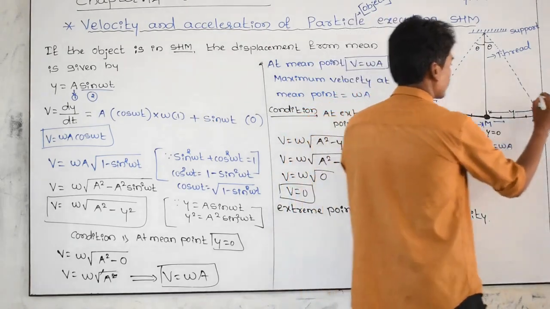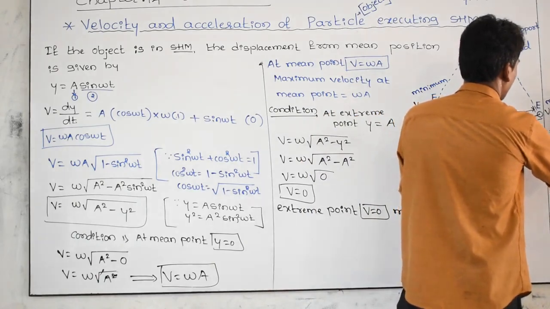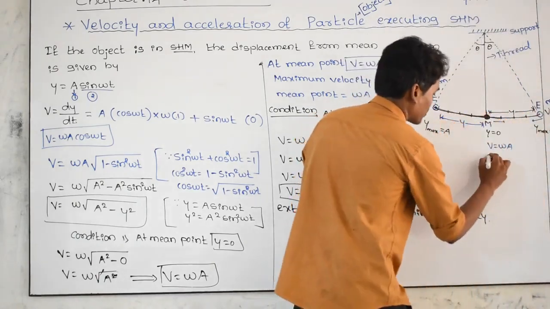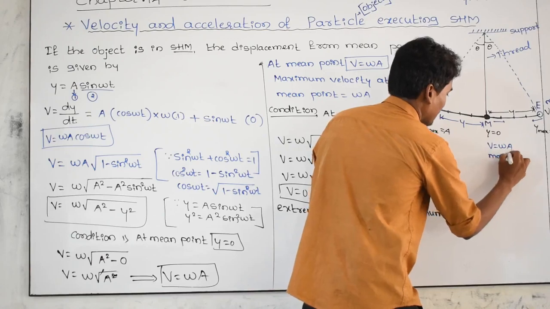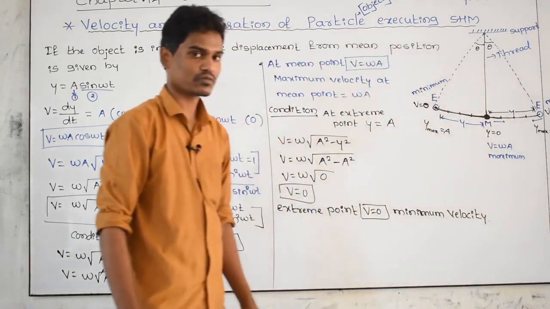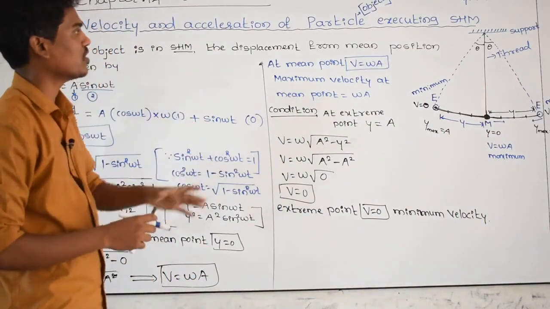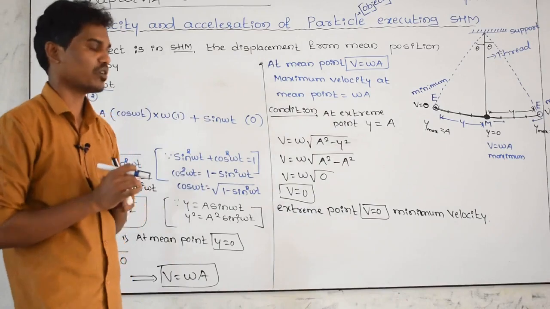Again at this point velocity is minimum, and at this point velocity is maximum, because I am not getting a 0 after substituting or calculating all the values. This is the acceleration and velocity of a particle executing simple harmonic motion.